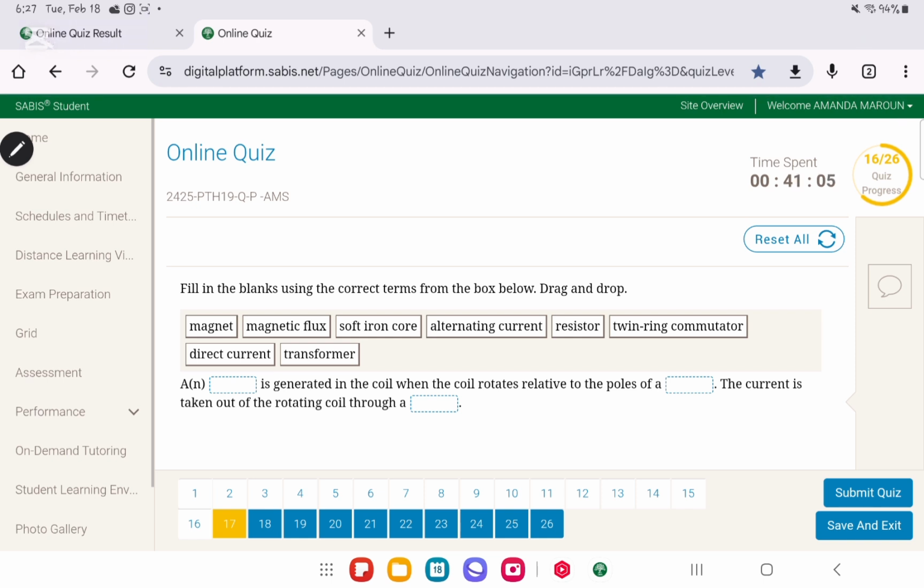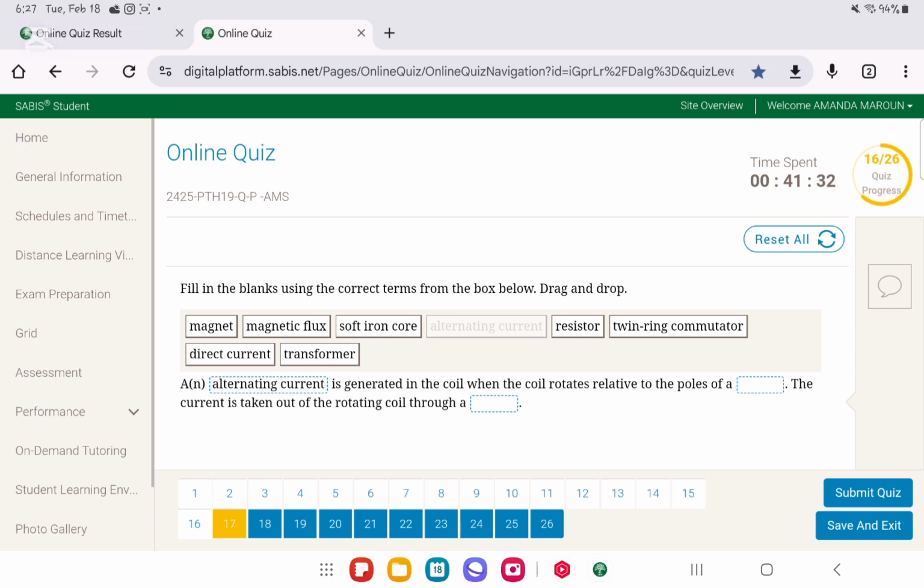Now, what is generated in the coil when the coil rotates relative to the poles above? First of all, by looking, you can see that there are two types of current: the alternating current and the direct current. So let us see, what type of current is generated in the coil when the coil rotates? Directly, when you see rotation, it is alternating current, okay? It rotates relative to the poles of a magnet, because the magnet is the only thing with poles.